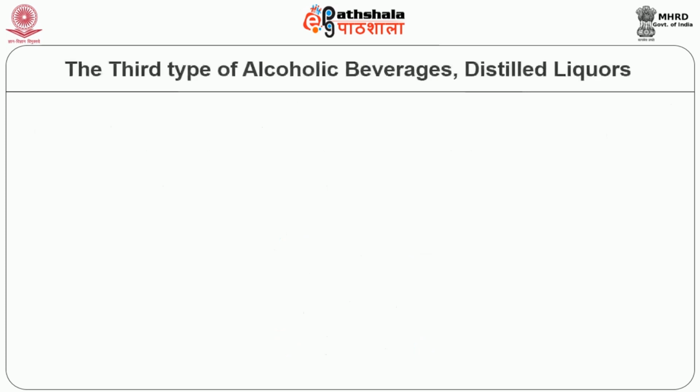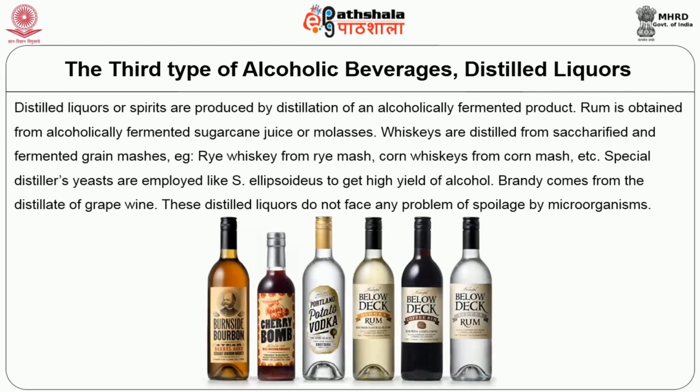Next, we shall discuss the third type of alcoholic beverages, that is, distilled liquors. Distilled liquors or spirits are produced by distillation of an alcoholic fermented product. Rum is obtained from alcoholically fermented sugarcane juice or molasses. Whiskies are distilled from saccharified and fermented grain mashes. Example, rye whiskey from rye mash, corn whiskies from corn mash, etc. Special distillers yeasts are employed like Saccharomyces ellipsoideus to get a high yield of alcohol. Brandy comes from the distillate of grape wine. These distilled liquors do not face any problem of spoilage by microorganisms.